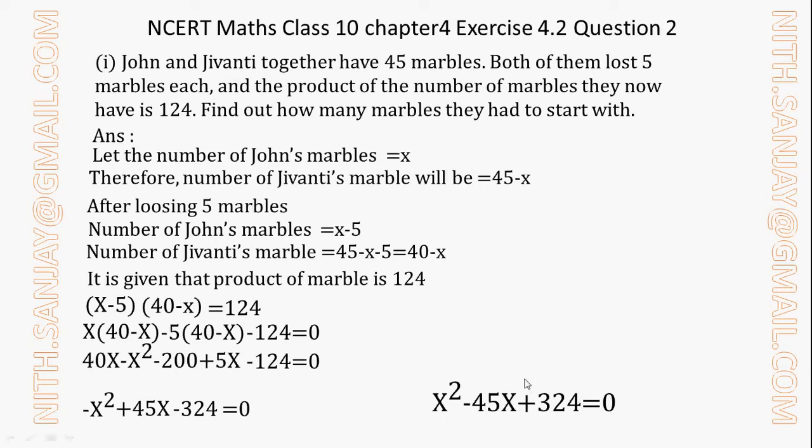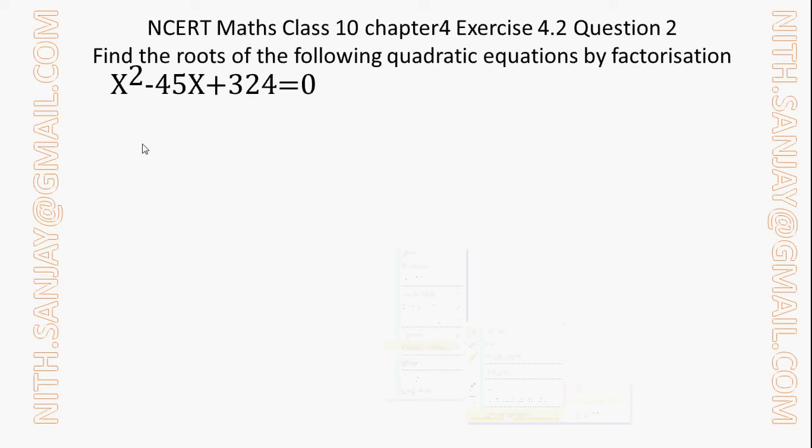Now this is the quadratic equation which we will solve by factorization, because remember this exercise says that you have to solve the quadratic equation using the factorization method. So now let us solve this equation. I have rewritten the equation which we have derived from the statement. The equation is x square minus 45x plus 324 is equal to 0. So to find out the marbles, we have to solve this equation by factorization, because this chapter is about solving the quadratic equation by factorization.